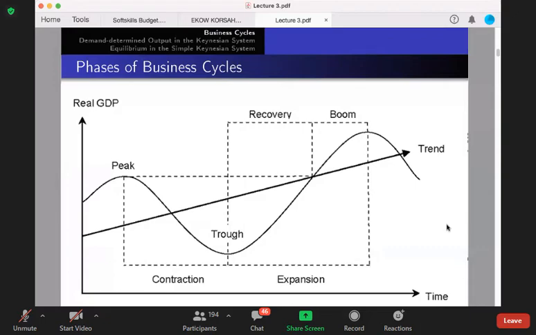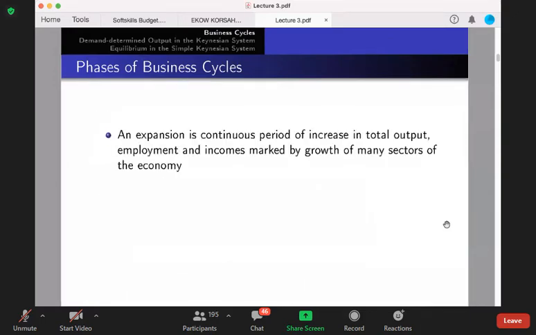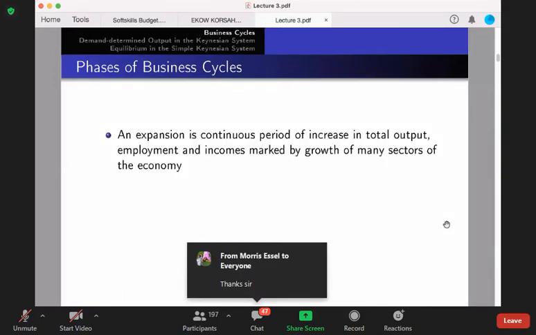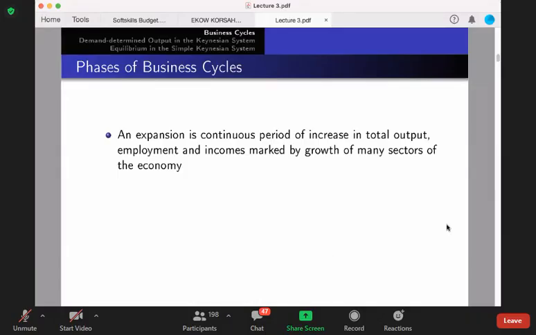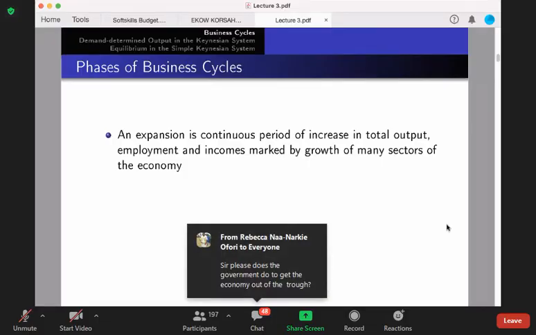It's in different phases. An expansion is a continuous period of increase in total output, employment, and incomes, and it is marked by growth of many sectors of the economy. The wonderful thing that happens is that when GDP is increasing, employment will be increasing, and incomes will also be going up.